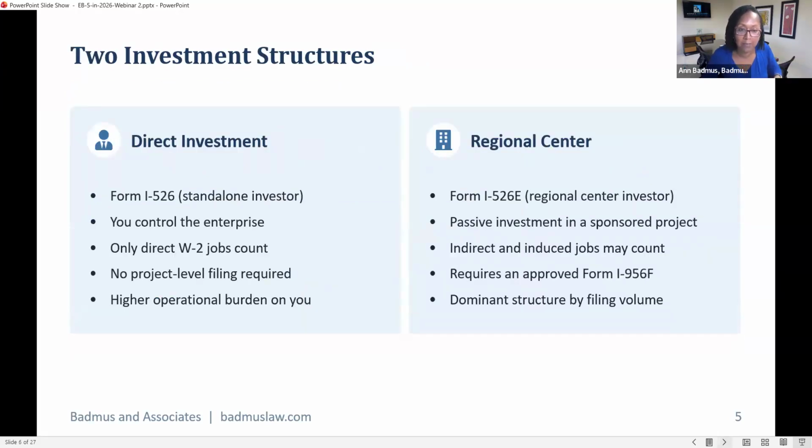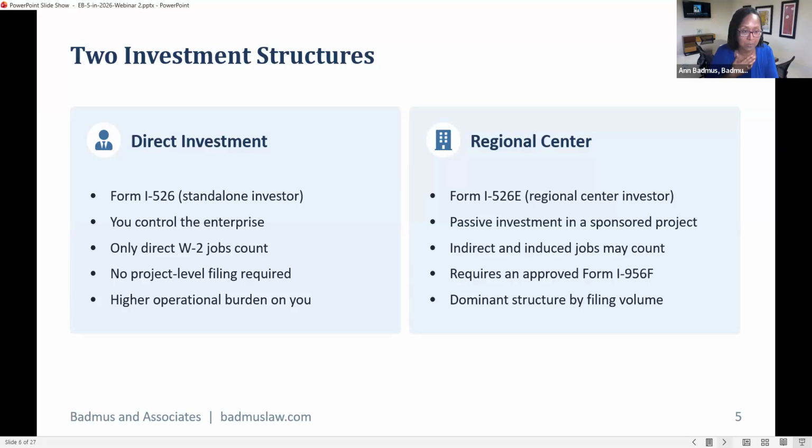Now, there are two investment structures. As I mentioned earlier, there are two ways to invest in the EB-5 program. The direct investment means that you, as an individual investor, are the only investor in a project. You're a standalone investor. So you're going to put money into a business that you control and that you're actually going to run.